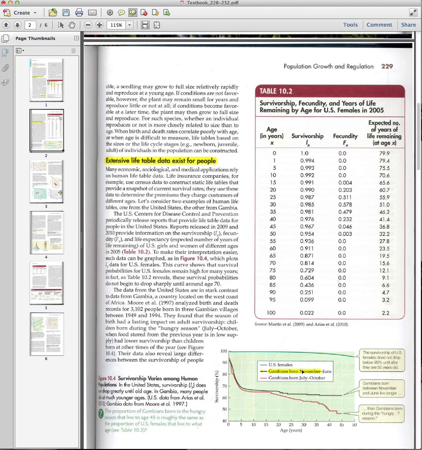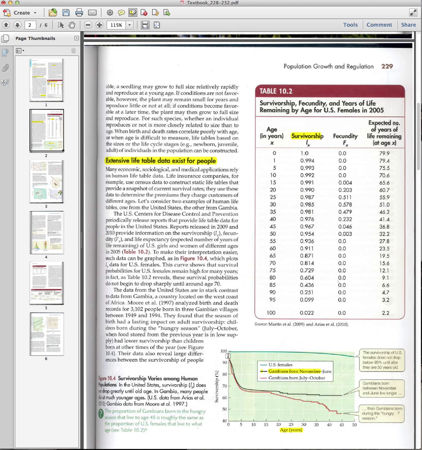We have the survivorship plotted here, okay? So the x-axis is age, right? That's basically this first column, x. We also have survivorship as a percent. So here you have survivorship, but this is not a percent. If you take this number and multiply it by 100, that's how you get the number here and how you plotted it here.